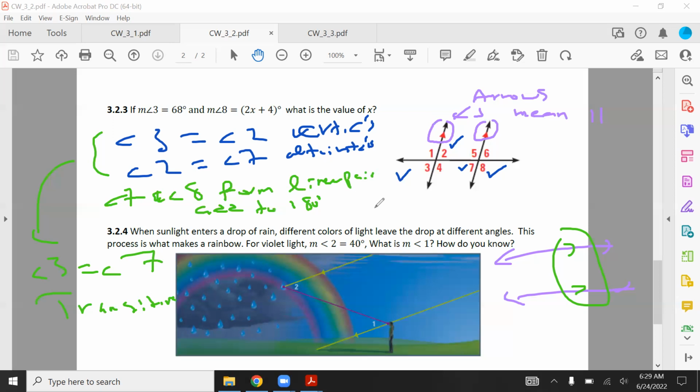So then we're just going to say this. 68 plus 2x plus 4 has to equal 180. Because if angle 3 is 68, then angle 2 is 68. If angle 2 is 68, angle 7 is 68. And 7 and 8 add up to 180. So 68 plus 2x plus 4 equals 180. Work it out. 2x plus 72 equals 180. 2x equals, what is that, 98? No, 108. X is 54. Perfect, 54 degrees. Or just say 54, it's fine.